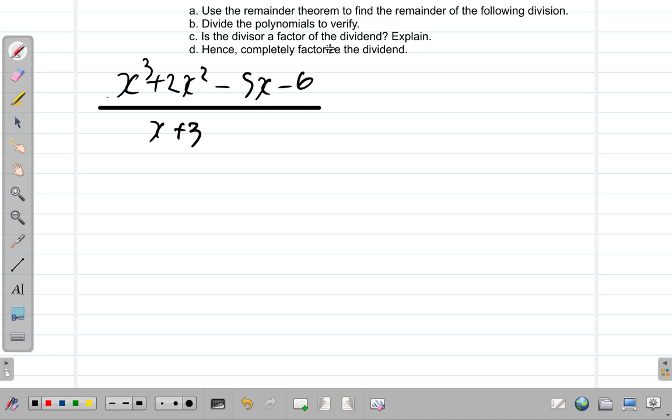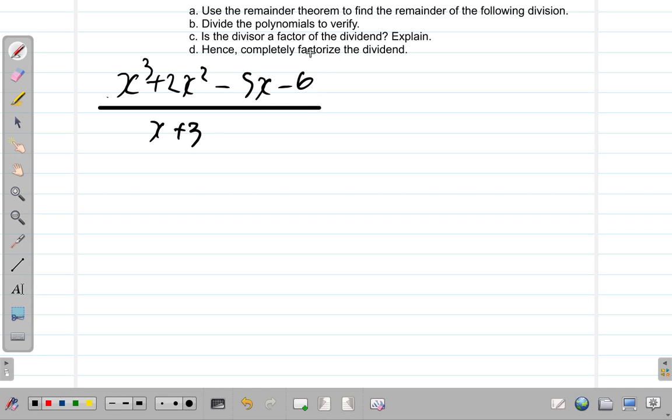Now, is the divisor a factor of the dividend? Remember, the divisor is x plus 3. The dividend is x cubed plus 2x squared minus 5x minus 6. Is the x plus 3 a factor? And explain. So, you know, when you divide a number by a factor, what the remainder is.